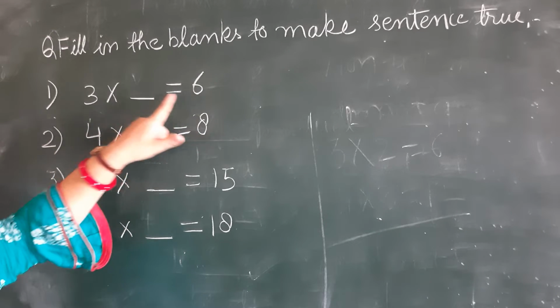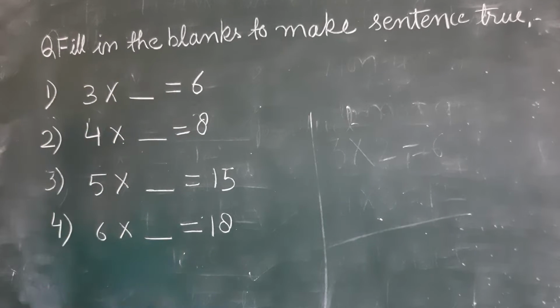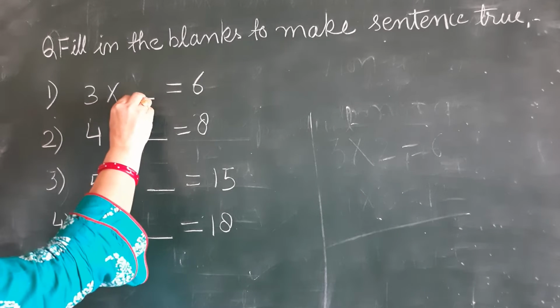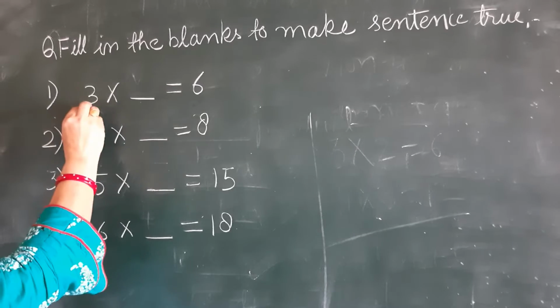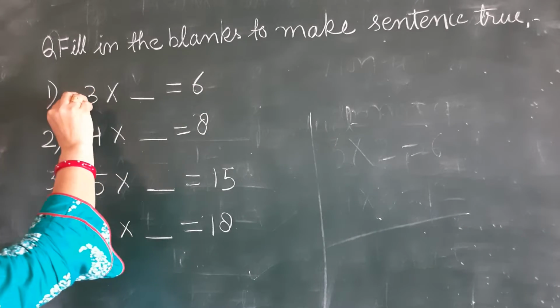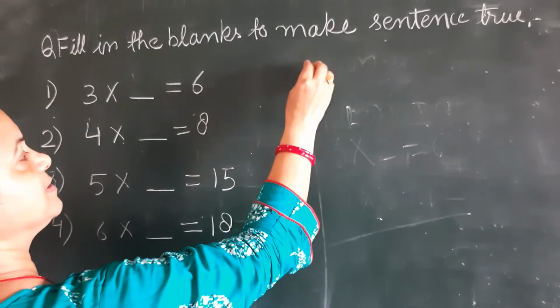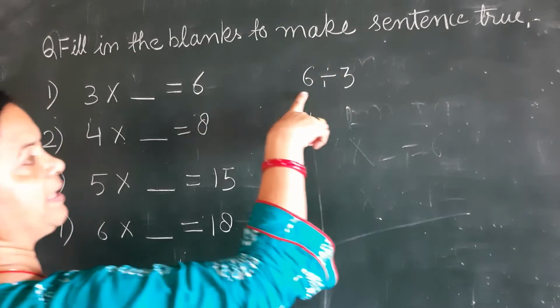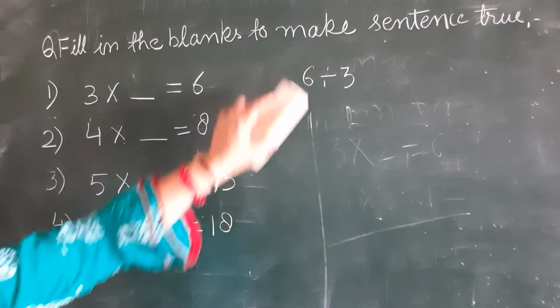Okay, so how will we come to know what will come here? What will we do? We will divide this 6 by 3. Okay, we will divide this 6 by 3. When we divide 6 by 3, I'll show you the division.